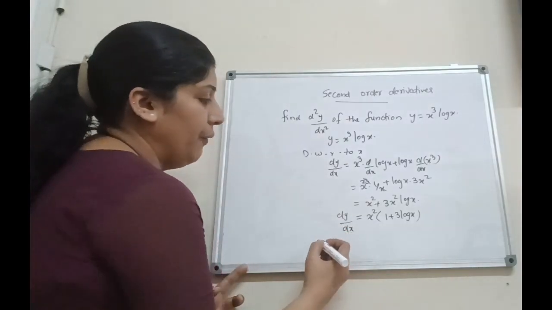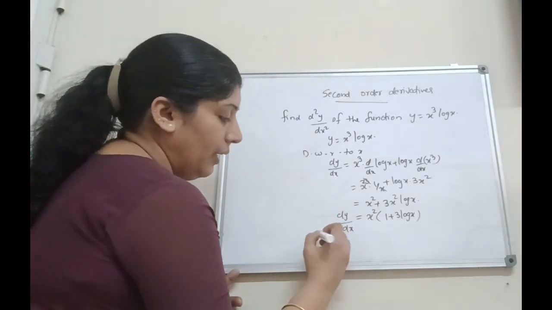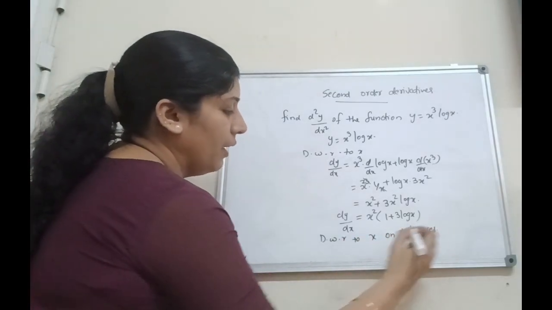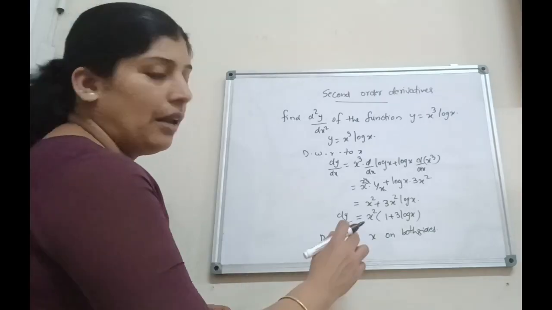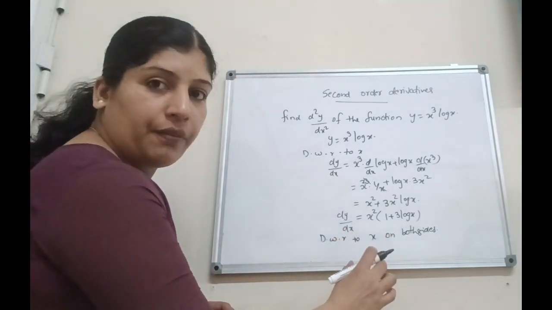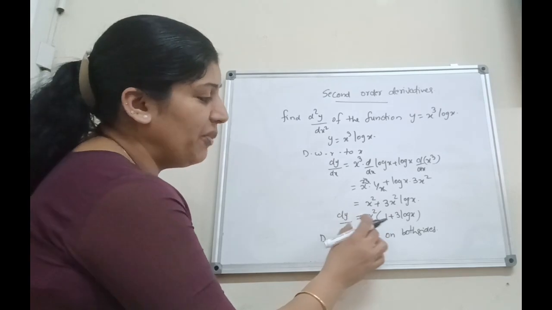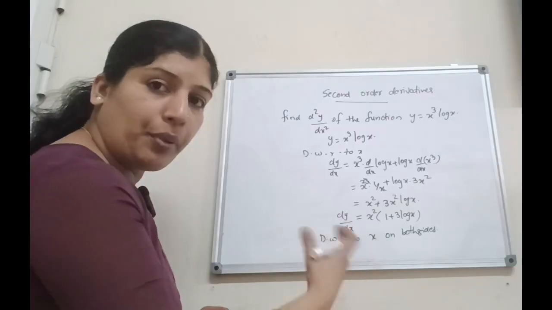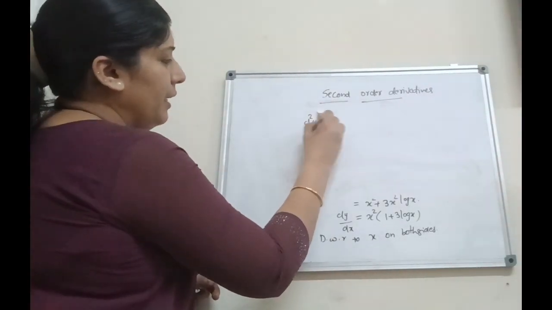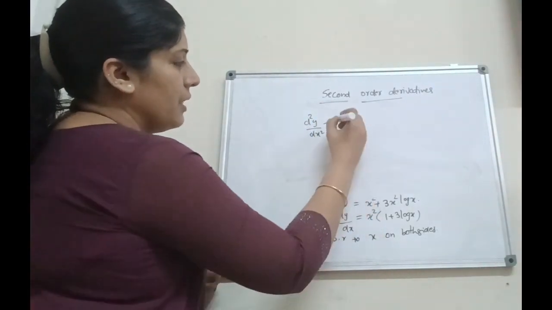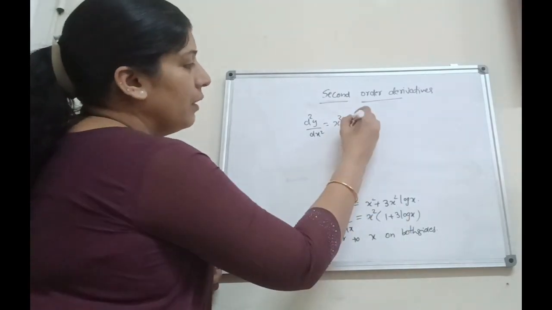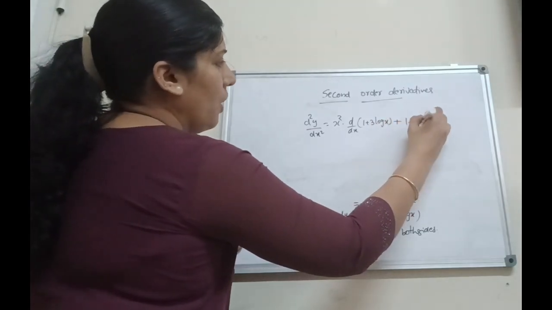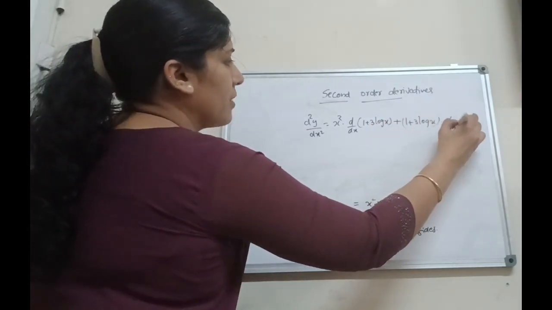Next, again differentiating with respect to x. That is, differentiate with respect to x on both sides. Therefore, d square y by dx square, how can we find out? That is, next we have to find out the second order derivative. Here, dy by dx is of the form x square into 1 plus 3 log x. That is, it is a product form. Therefore, here we have to apply the product rule. Therefore, d square y by dx square equal to, now here first function is x square into d by dx of 1 plus 3 log x plus 1 plus 3 log x into d by dx of x square.